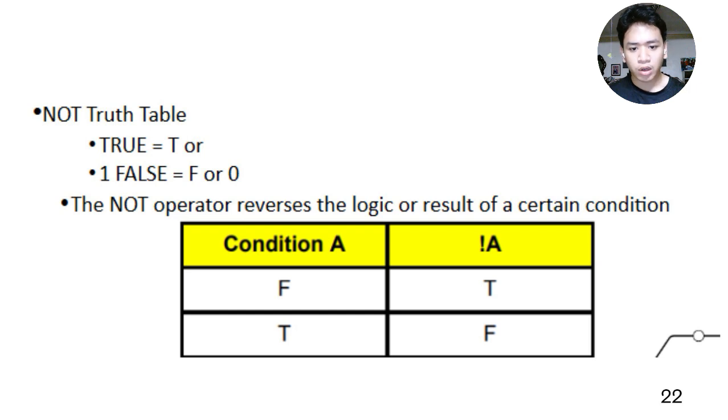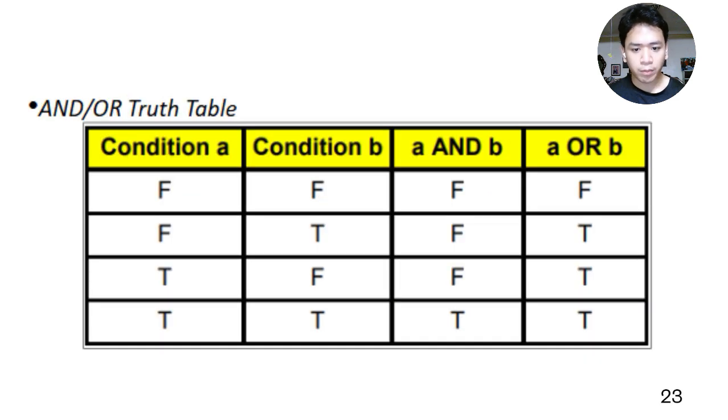In a truth table that looks like this, when condition A is false, not A becomes true. And when condition A is true, not A becomes false. Now, let's move on to the and or operators. These are used when we have two conditions to check.